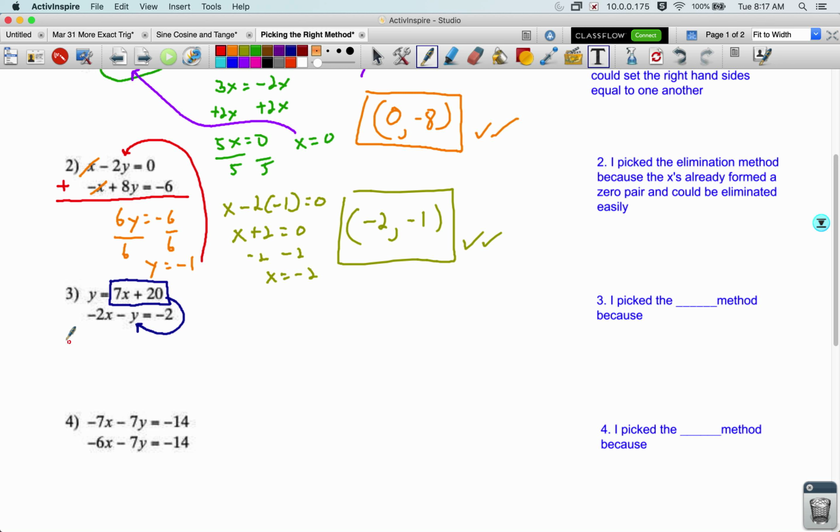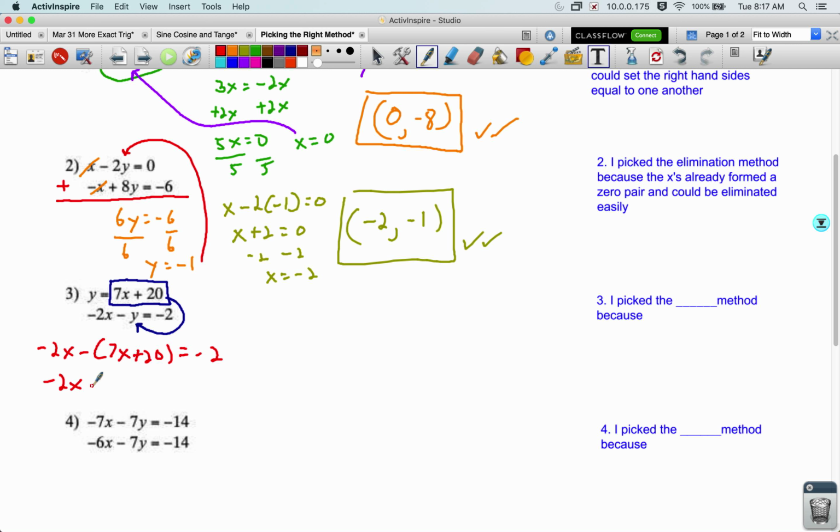All right, what's that going to look like? I get negative 2x minus, in parentheses, 7x plus 20 equals negative 2. So this is that second equation, with just the y replaced with this here. But now x is my only variable. I can solve for it.